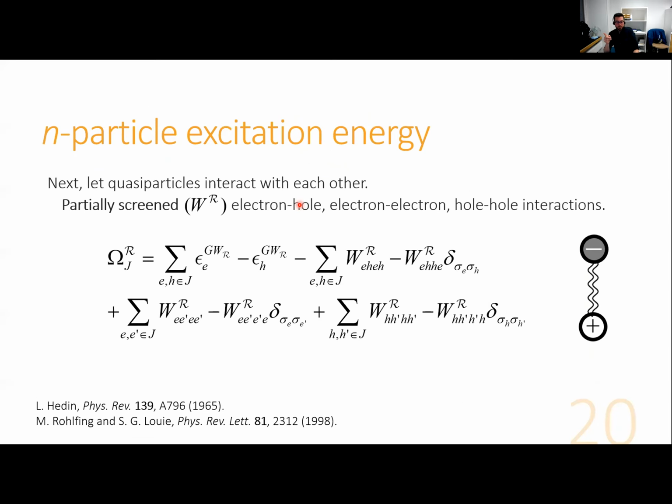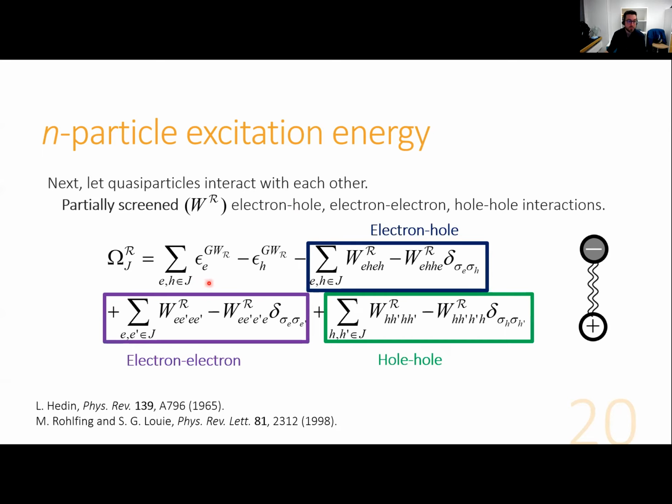So the final step in improving this excitation energy is letting the quasi-particles interact with each other. This is like going from a GW calculation to a Bethe-Salpeter calculation, where we now let the electron and hole interact with each other. So what is written here is the final way I calculate these excitation energies. And it's actually very easy to understand if I go through it piece by piece.